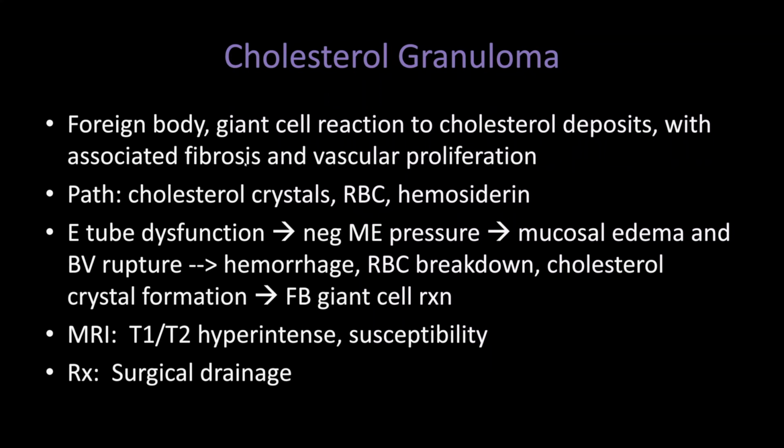Cholesterol granuloma is also usually due to Eustachian tube dysfunction with negative middle ear pressure. That negative pressure can cause mucosal edema and then rupture of the blood vessels in the mucosa. That then causes hemorrhage, and then you get this red blood cell breakdown, and then basically this foreign body giant cell reaction. On imaging, just like what we see with petrous apex cholesterol granulomas, it's going to be T1 and T2 hyperintense, reflecting all the blood products as well as the cholesterol crystals.